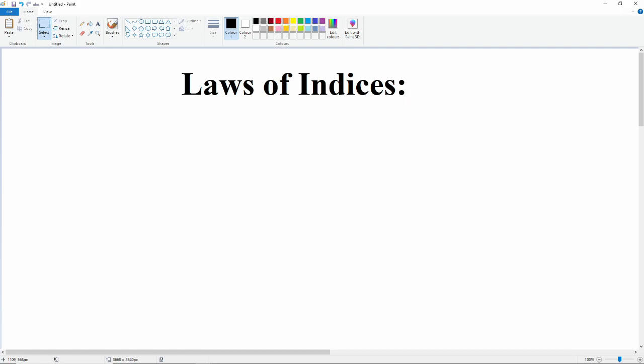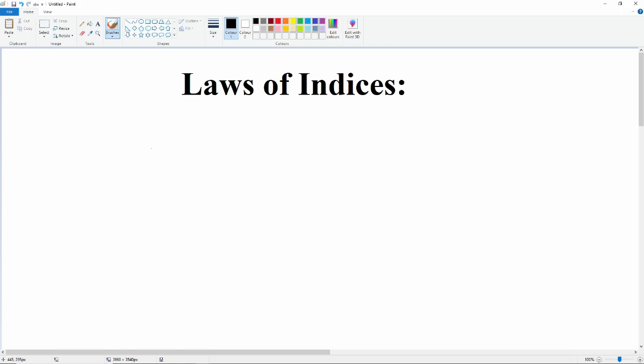Welcome to the laws of indices. What are indices, you ask? Well, no, you weren't asking because you probably know, but some people might be asking. Okay, so first of all, let's look at multiplication and addition.